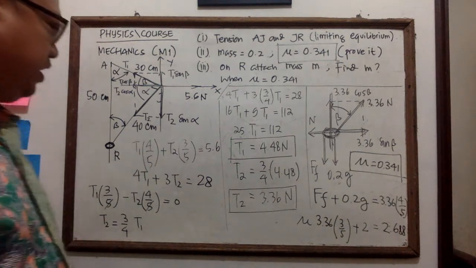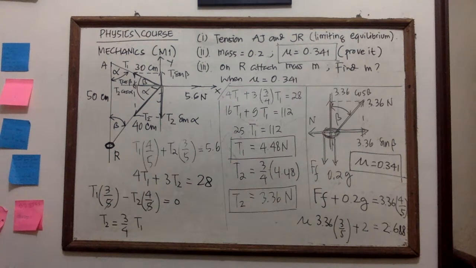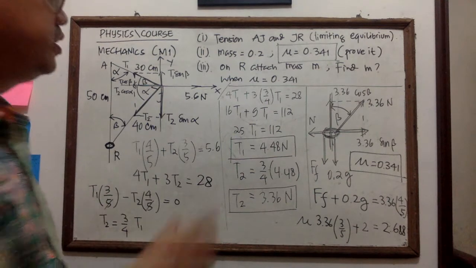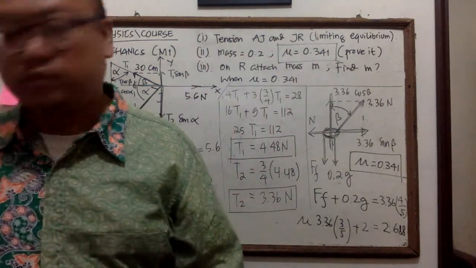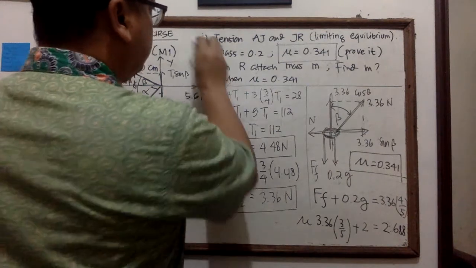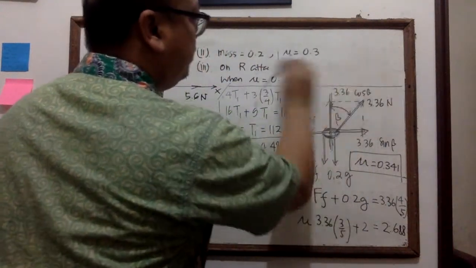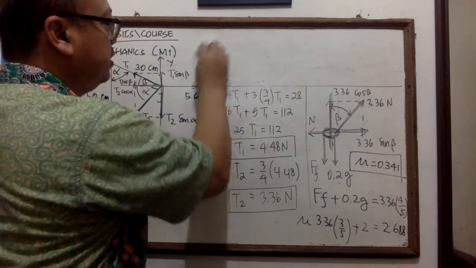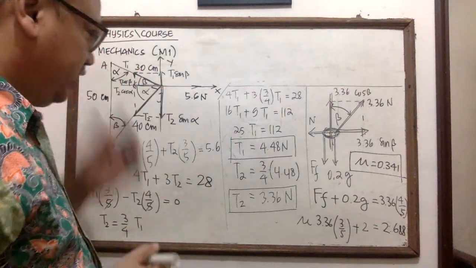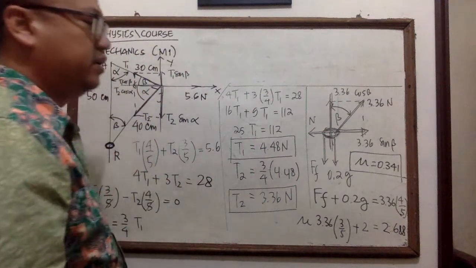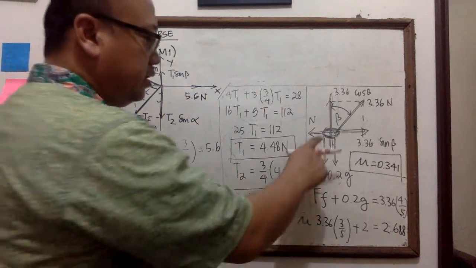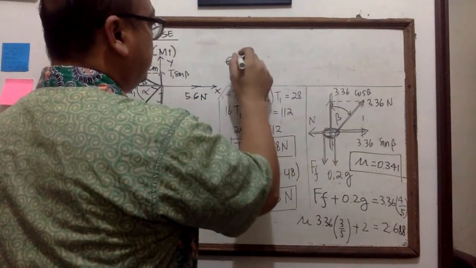Okay, now I want to erase some of this, because this is already proved, so I want to erase this and find the mass m. If we attach mass here, what will the condition be? It will touch both, the ring and the mass.